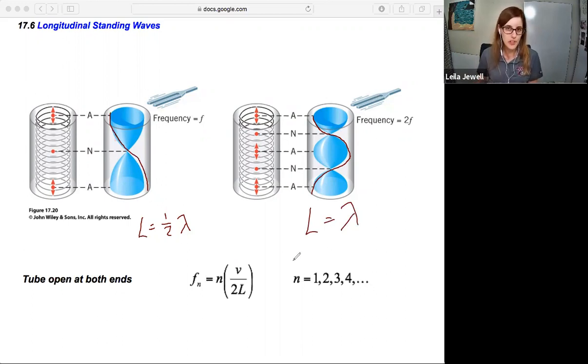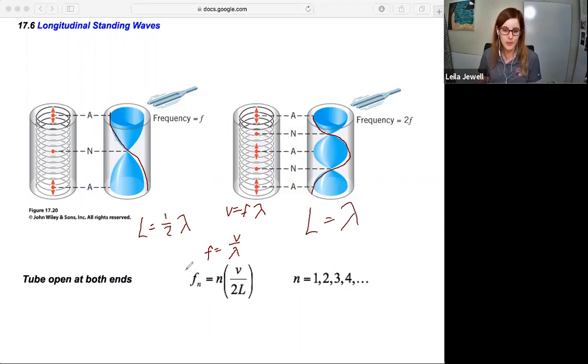Now, if we use this relationship along with our speed relationship, that v equals frequency times the wavelength, and we want to solve for frequency, so frequency is equal to v divided by the wavelength. And what I'm going to do is solve these for the wavelength. Wavelength is equal to 2L, wavelength is equal to L.